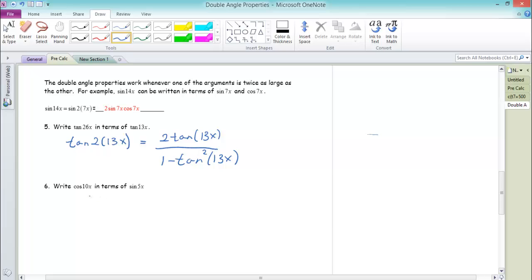And lastly, we have cosine of 10x, and they want it in terms of sine x. So they're forcing our hand into using the cosine of 2x is equal to 1 minus 2 sine squared of x. So we need to rewrite the cosine of 10x by pulling out a 2, so we get the cosine of 2 times 5x is equal to 1 minus 2 sine squared of 5x.